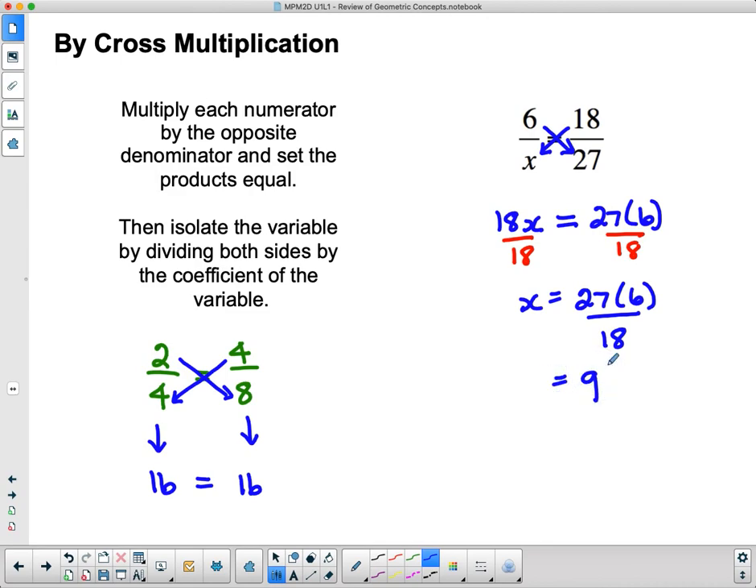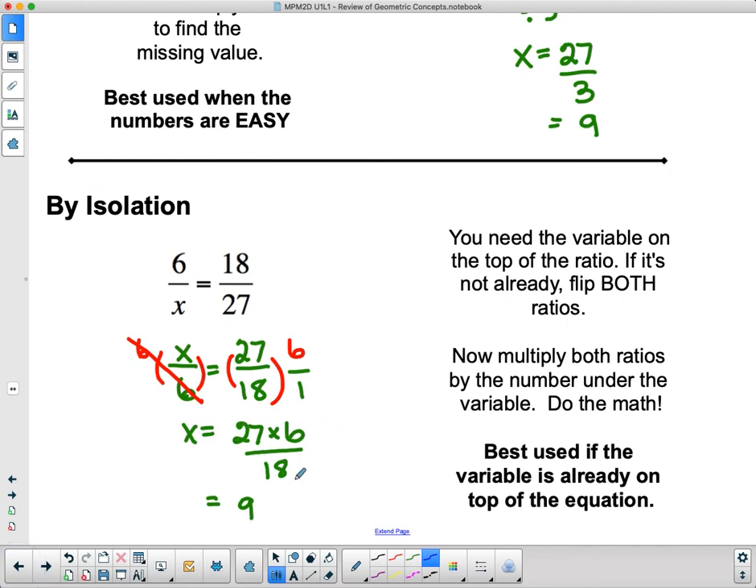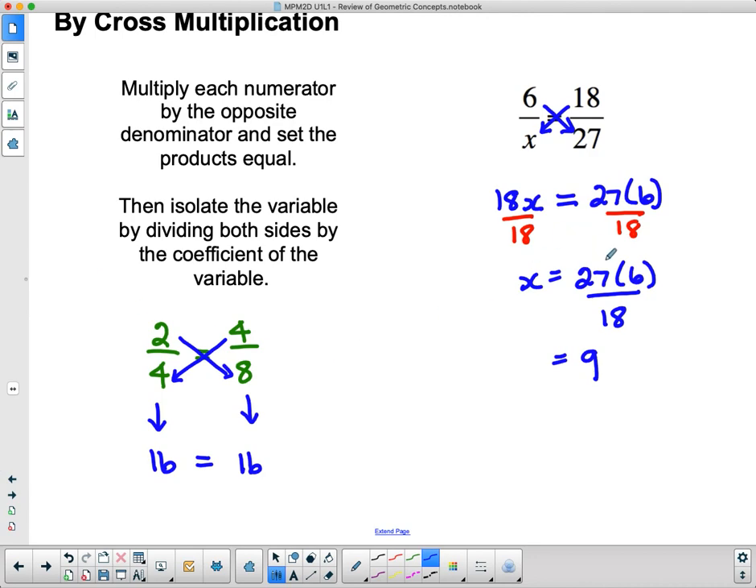And if you have a look at that, if we go back to our last page, 27 times 6 divided by 18 is exactly the same thing we punched into the calculator earlier to get 9 for the isolation method. So it doesn't matter which way you do it, you're going to get the same answer all ways. And this is the one that I tend to like because you don't have to flip it over. If the variable is already on the top, isolation is pretty good, but cross multiplication works every single time if you remember how to do it.